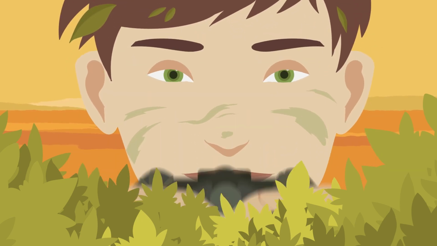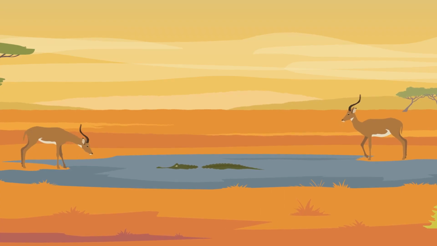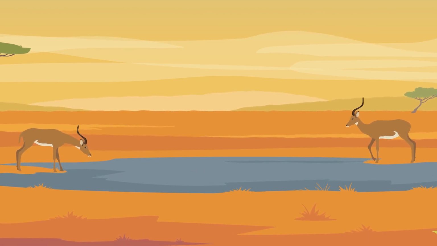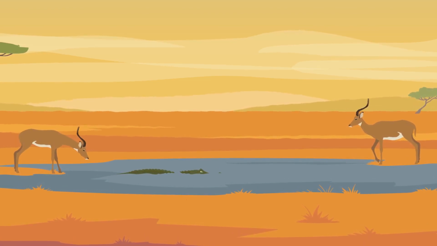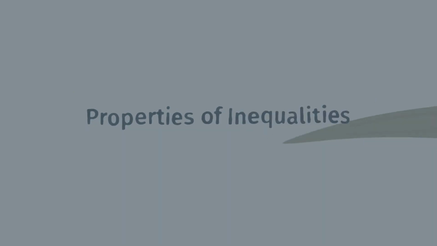Jackson's a wildlife tracker in Tanzania specializing in crocodiles. He's been tracking these creatures for a while and notices that when a croc has a choice of two antelopes for supper, the croc will always go for the bigger one. Since the crocodile always wants the larger antelope, Jackson thinks the croc may understand inequalities and their properties.